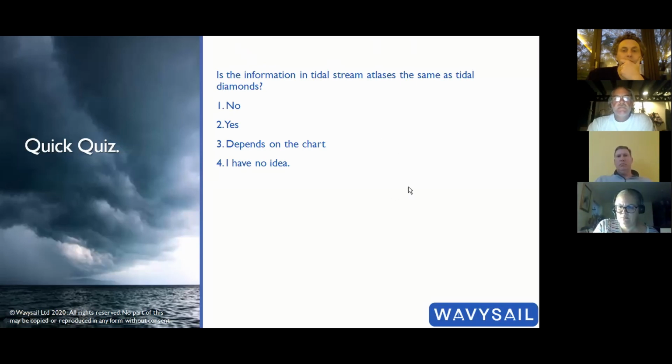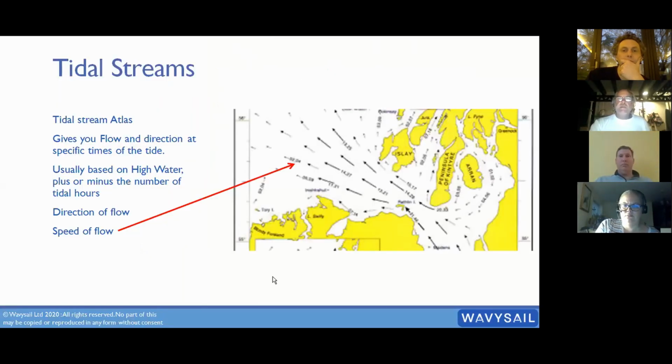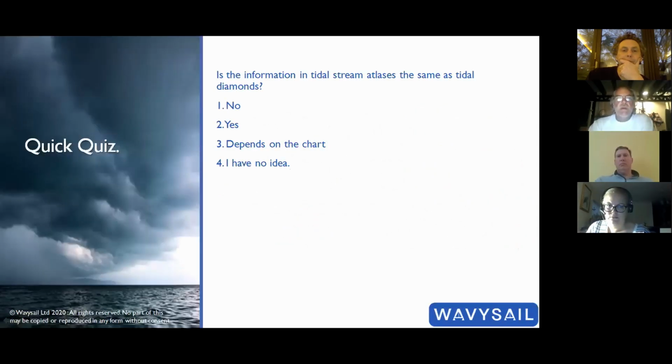The answer is very, very much yes. If you look at a point on the tidal stream atlas where a tidal diamond is, those numbers will be identical: the angle of flow and the speeds at neaps and springs. Okay. When creating a course to steer, can I use different tidal diamonds?